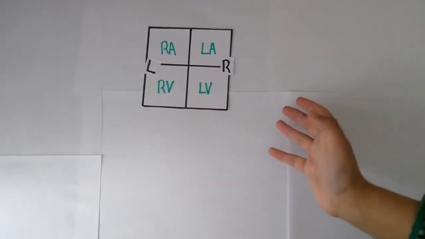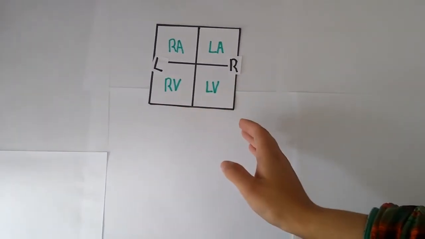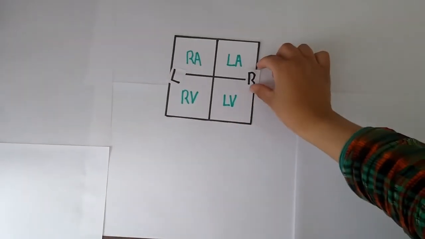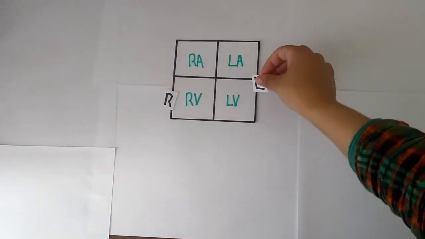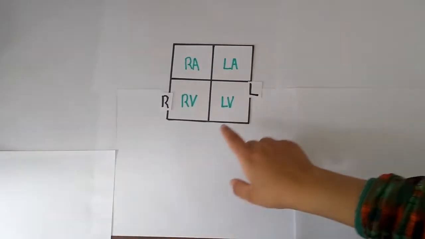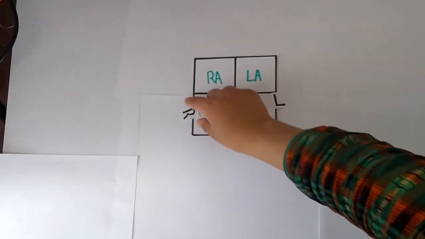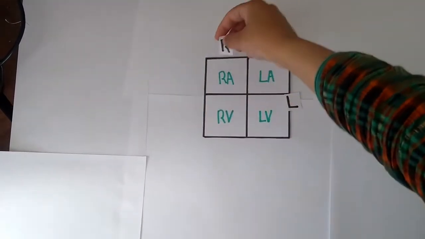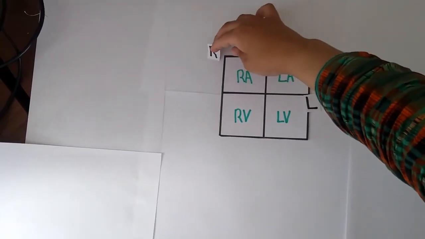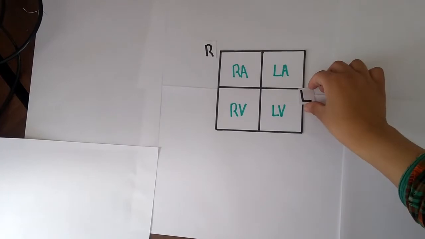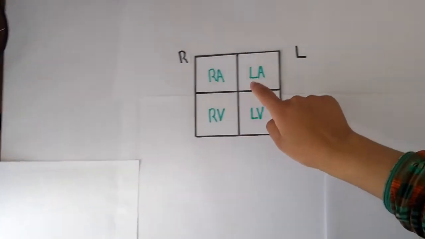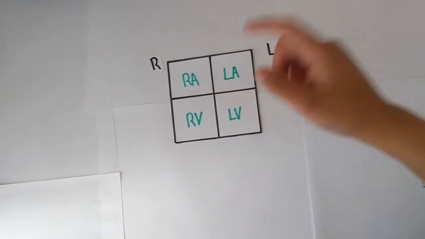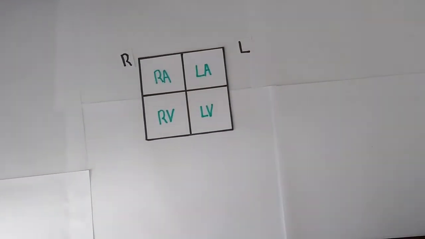So in the real world, obviously this way's left and this way's right. But in the heart world, on paper, you put it the other way around. This is because this is what it looks like when you put it on a patient's heart. So for the purpose of this, and everywhere, on paper, this side is the right and this side is the left. So this is the right atrium and the right ventricle, and this side is the left atrium and the left ventricle.